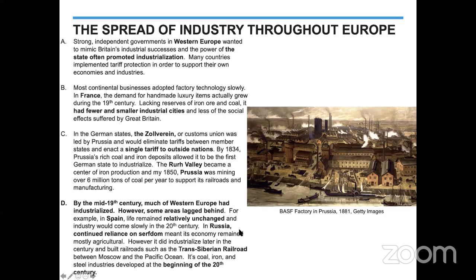And in Russia, we're going to see that Russia does industrialize, but Russia still has serfdom. Its continued reliance on serfdom means that its economy is still going to be mostly agricultural. It does industrialize later in the century. It will build railroads such as the Trans-Siberian Railroad that goes from Moscow all the way to the Pacific Ocean. Its coal, iron, and steel industries will develop at the beginning of the 20th century, but they're late, right? Even as we're on the cusp of World War I, we're going to see that they're still mostly agricultural.